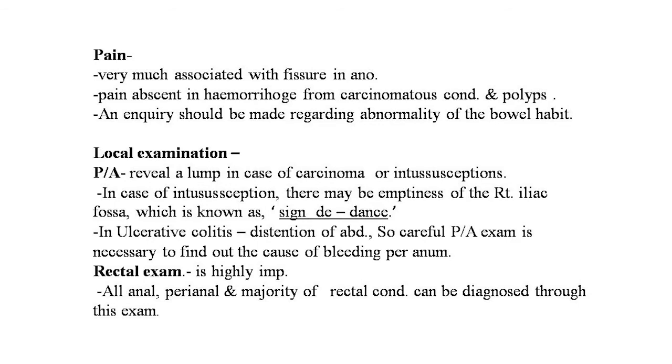Inquiry should be made regarding abnormalities of bowel habit. Now the local examination. Abdominal examination may reveal a lump in case of carcinoma and intussusception. In case of intussusception, there may be emptiness of the right iliac fossa, which is a common sign, the sign of Dance. In ulcerative colitis, there is distension of the abdomen, so careful per abdomen examination is necessary to find out the cause of the bleeding per anum. Now the rectal examination is highly important. All anal, perianal and the majority of rectal conditions can be diagnosed through this examination.